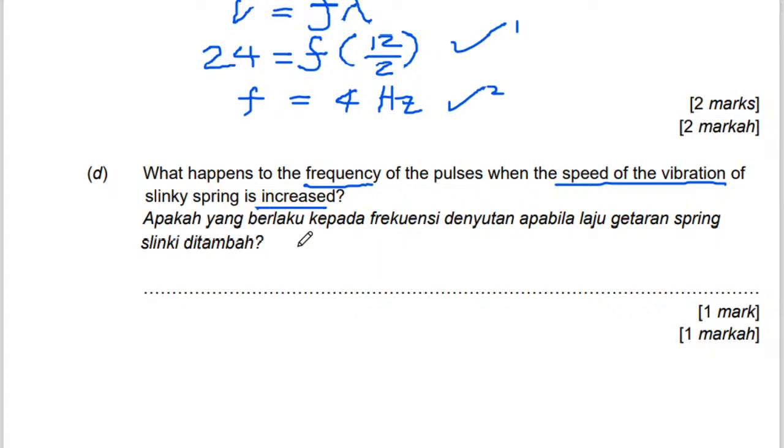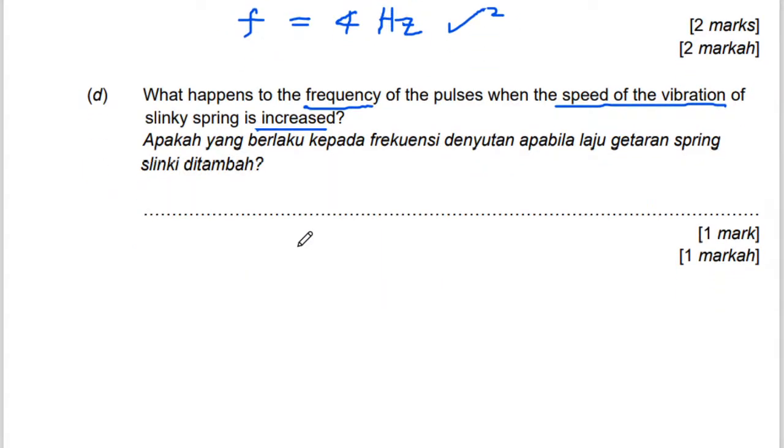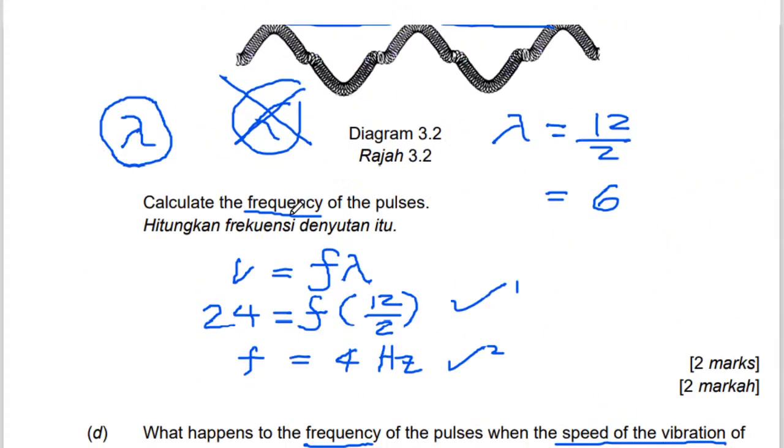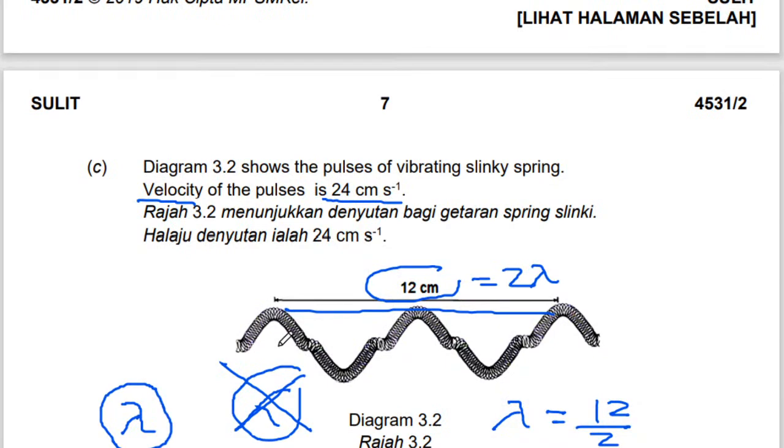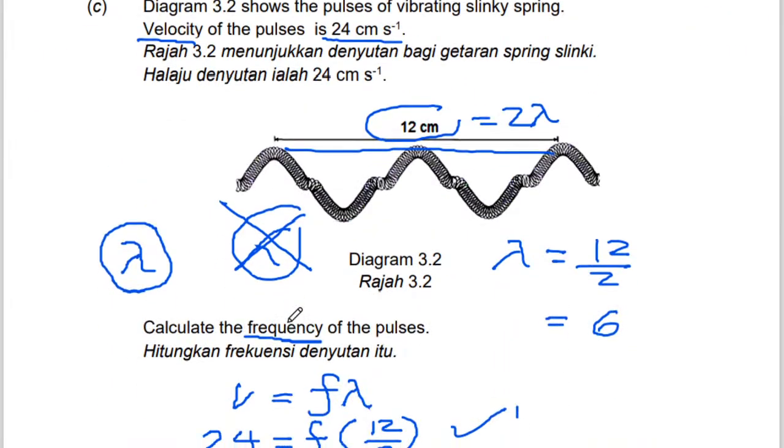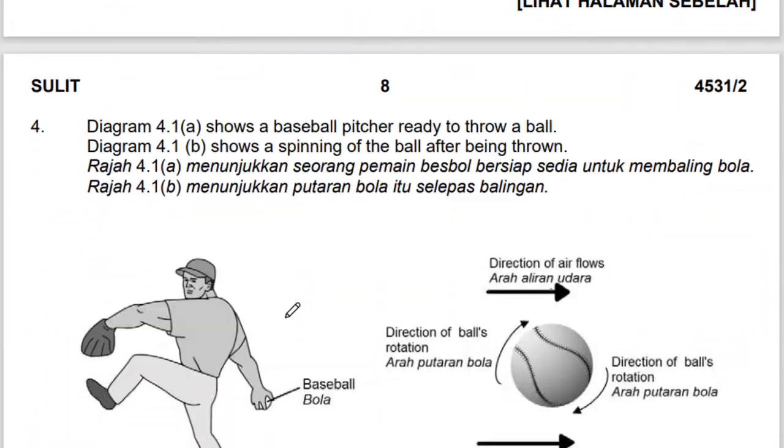Don't confuse with refraction. Katakan water wave travels from deeper region to the shallow region ataupun from shallow region to the deeper region. So the velocity changes. Frequency sama, lambda bigger. That is a different case, because that is refraction. This one is the Slinky spring. You vibrate the Slinky spring. Okay. Now move on. Number 4.